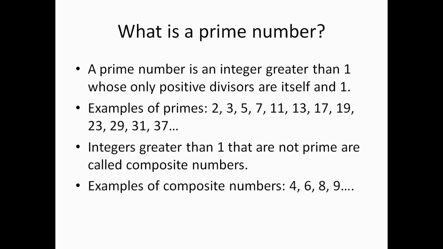The final thing to highlight is, if you look up here at the examples of primes, 2, 3, 5, 7, and so on, you'll notice that 2 is the only even number listed. And in fact, 2 is the only even prime number because every even number by definition is divisible by 2, and so being divisible by 2 automatically disqualifies all the other even numbers from being prime.